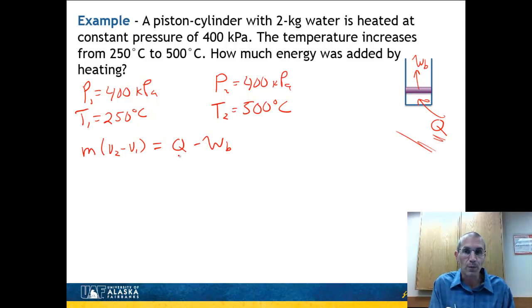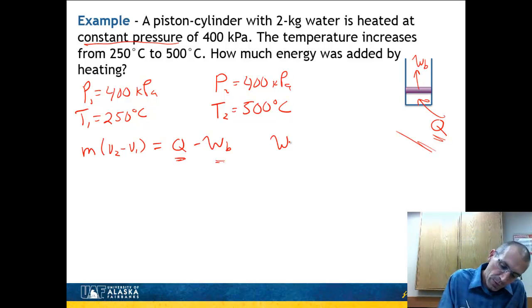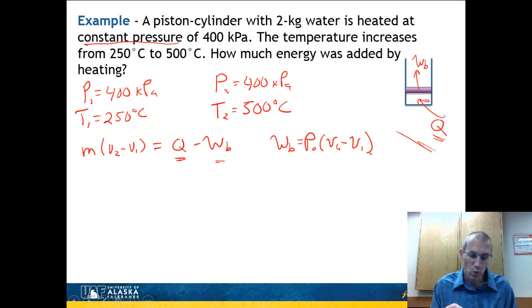And I'm looking for Q. So this is the equation I'm going to use to solve for Q, which means I need some other way to find these other variables. For the boundary work, we just did a whole other module looking at ways to solve for it. Here we've got a constant pressure, so we're going to use our equation for constant pressure boundary work, which is P naught times (V2 minus V1). So I need to know what those volumes are, but if I can get that, I can solve for the boundary work.